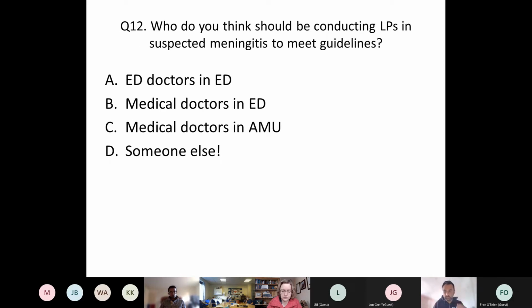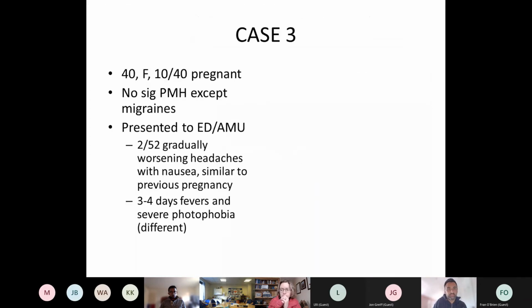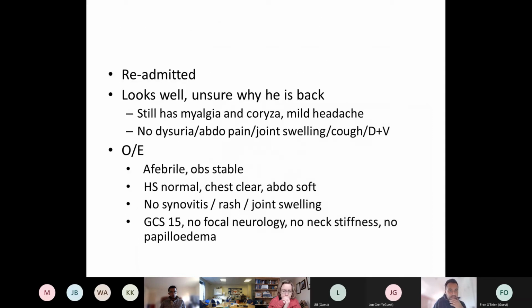Sorry about that, I'm sort of skipping a lot. So at this point he's readmitted. Obviously you're worried about him. He looks well, sorry, still. He's unsure why he's actually been called back. He's still got some myalgia and coryza, a bit of headache, no dysuria, no abdominal pain, no joint swelling, no cough, no diarrhea, vomiting, not really any photophobia or any focal neurology at all. He's afebrile, obs are stable still, cardiovascular is fine, no rash, no joint swelling, GCS 15, no papilledema when you look.